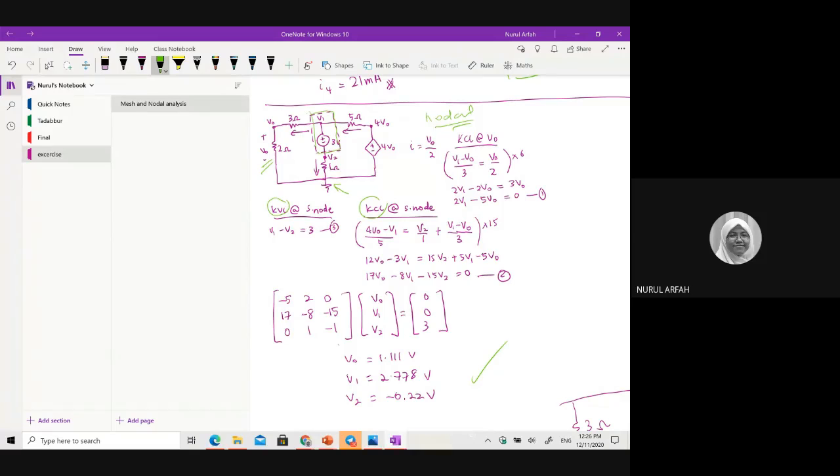Nampak ke tak ke you kabur? Kalau tak, I will snap the picture if you like. Okay? Okay, any question? Ke kita just stop here?